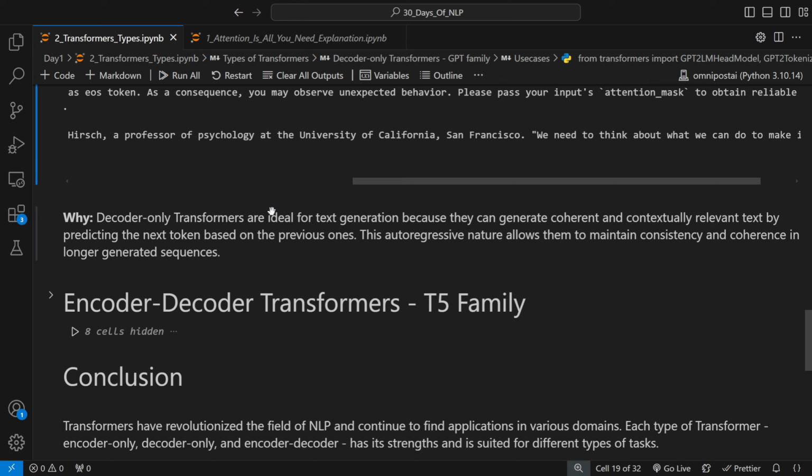Now, why should we use a decoder-only model? Since we are masking the future, it is very ideal when you want to generate text, because it can generate coherent and contextually relevant text based on all the past sequences it has seen, by predicting the next token. And since it is autoregressive in nature, it allows the model to maintain consistency and coherence in longer generated sequences.